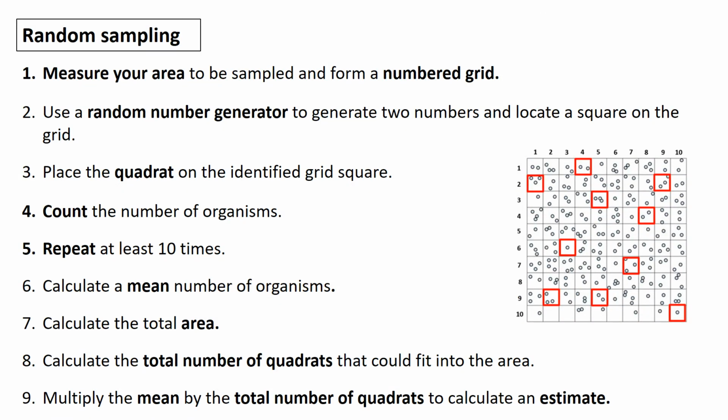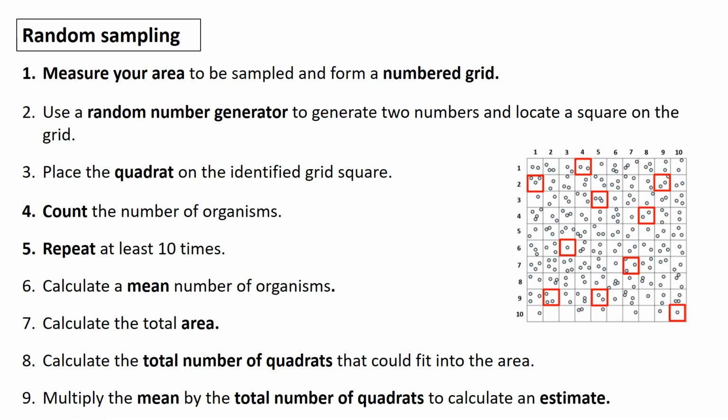If you want to do random sampling, the first thing you need to do is to measure your area sampled and work out a numbered grid. So you could do that metre by metre. So for example, here's a square of 10 metres by 10 metres of the field that we're going to sample. And then we can number the columns and the rows, and we can use a random number generator to generate two numbers to locate a square of the grid. You can find random number generators on computer programs or on a calculator.